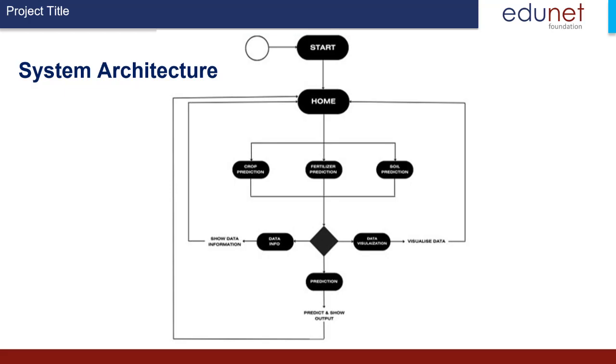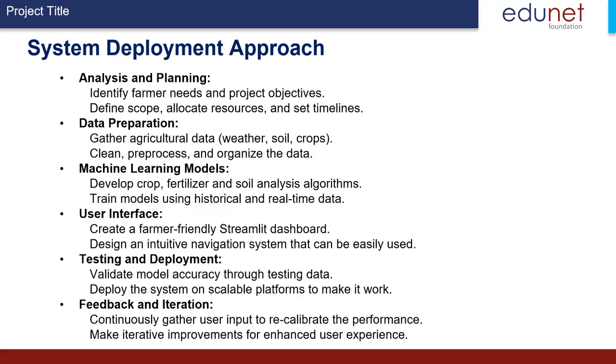The system architecture is as follows. You can pause this video and go through it for better understanding. We have three things in our application. First is crop prediction, second is fertilizer, and third is soil prediction. There is an option to view data where you can get to know the data info.